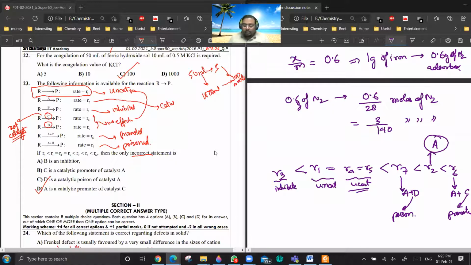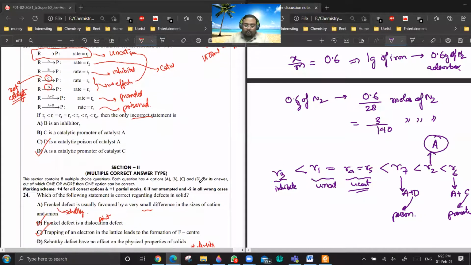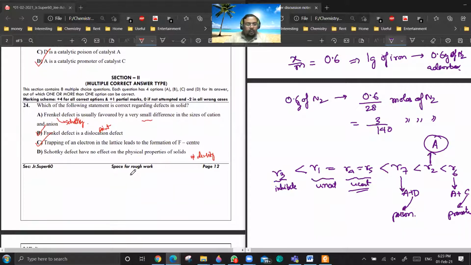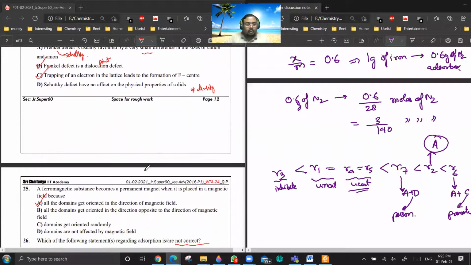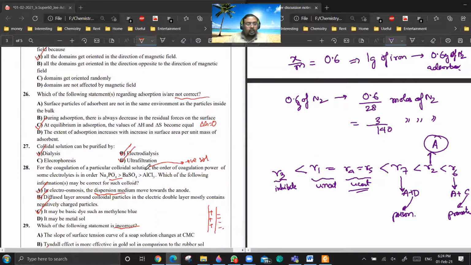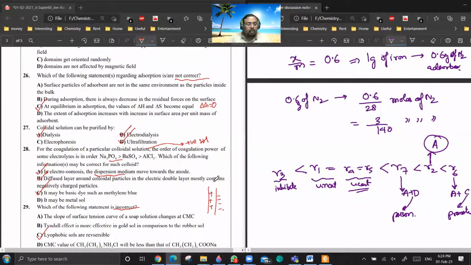So I think all the answers can be found from this. D will be the incorrect statement. A is not a catalytic promoter of C. It's rather that C is the catalytic promoter of A. Shall we move forward? 24 is not a doubt. No, sir. I have discussed this in quite some detail in the lectures. 25 is also not a doubt. 26 to 29 directly.